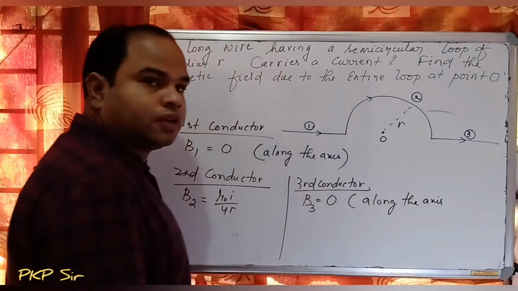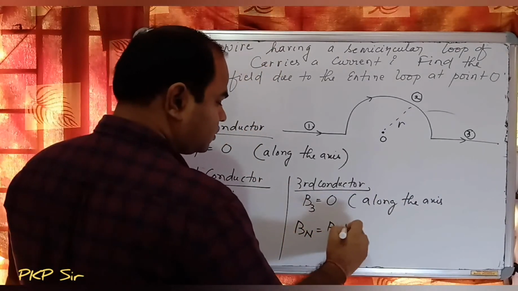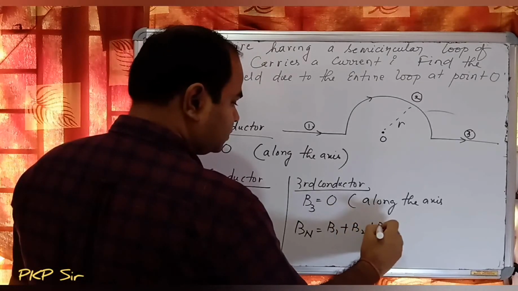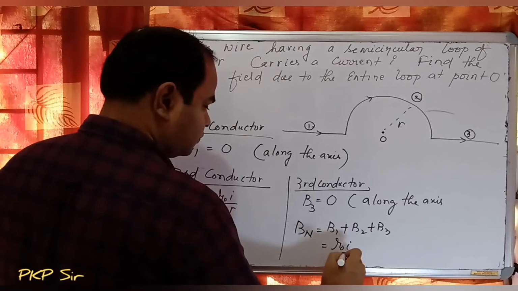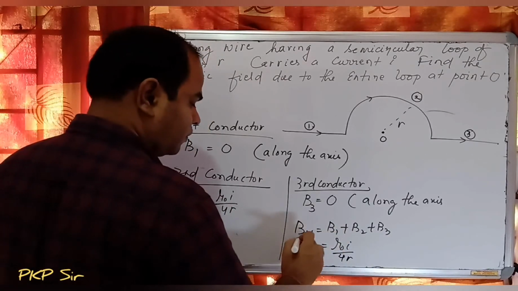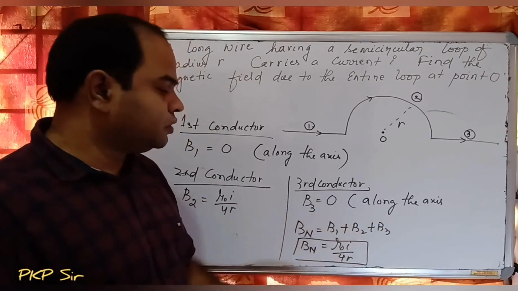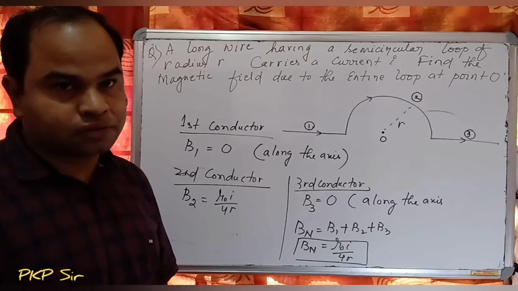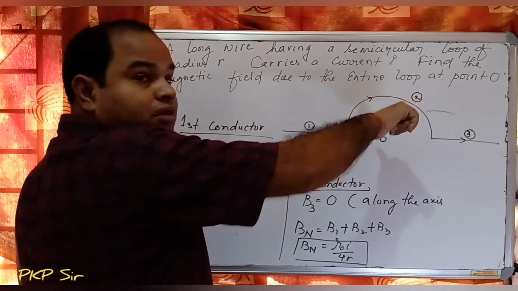Okay. So what will the net magnetic field be? That is, B net is equal to B1 plus B2 plus B3. That is how much? That is mu naught I by 4r. Okay, because B1 is 0 and B3 is 0, so B2 is mu naught I by 4r. So what is the direction? That is inward.